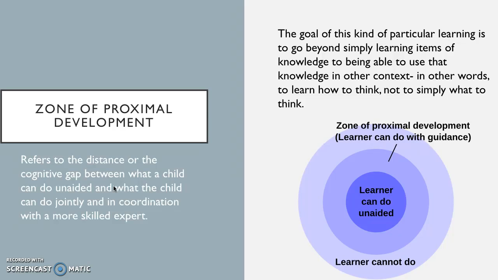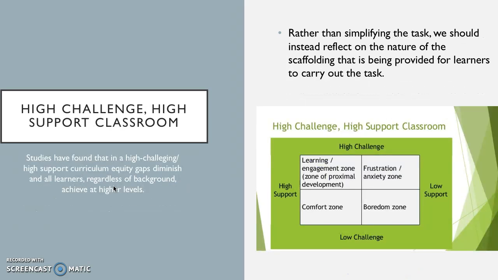The next thing I want to talk about is high challenge, high support in the classroom. Studies have found that in high challenge, high support curriculum, equity gaps diminish, and all learners, regardless of background, achieve at higher levels. Gibbons talks about that rather than simplifying the tasks, we should instead reflect on the nature of the scaffolding that is being provided for learners to carry out this task. I've seen this approach, high challenge, high support, particularly effective in many of the classrooms that I teach in, in these minority communities, particularly in National City.